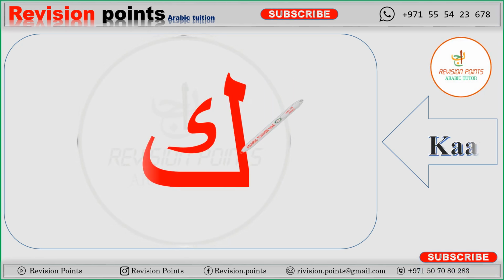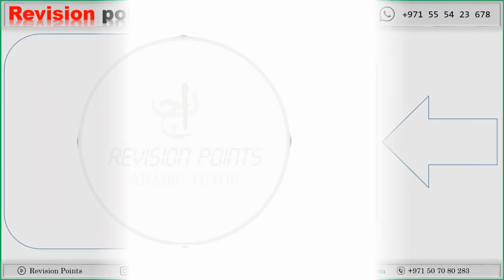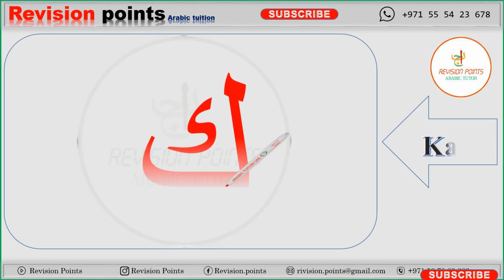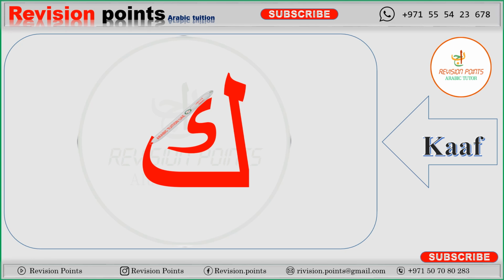Kaf, kaf. Bring down, turn left, then slide turn up and write small calf like S inside.